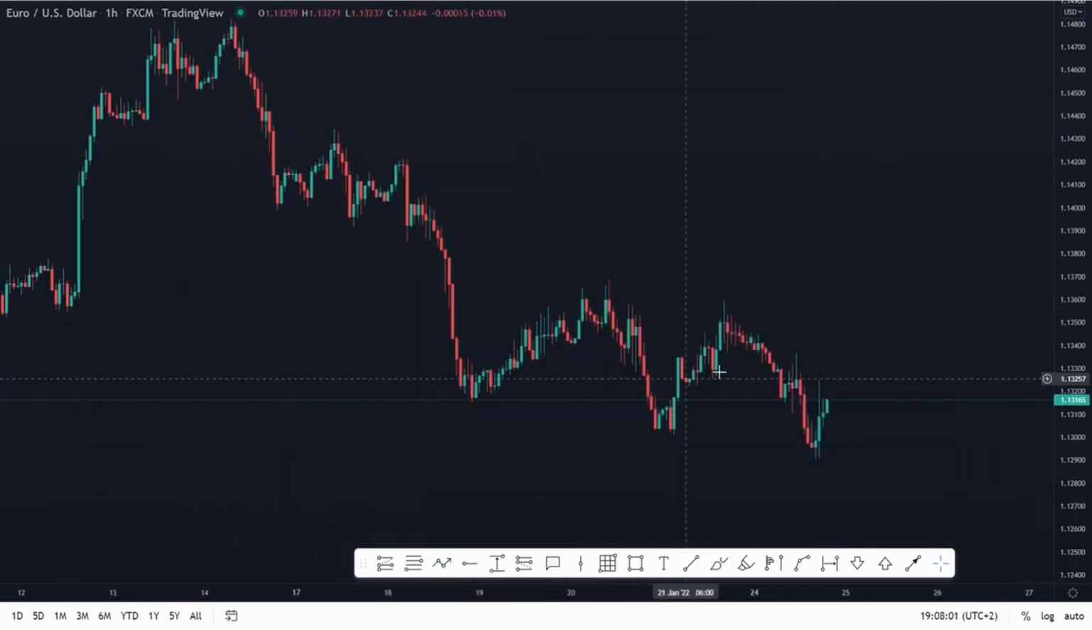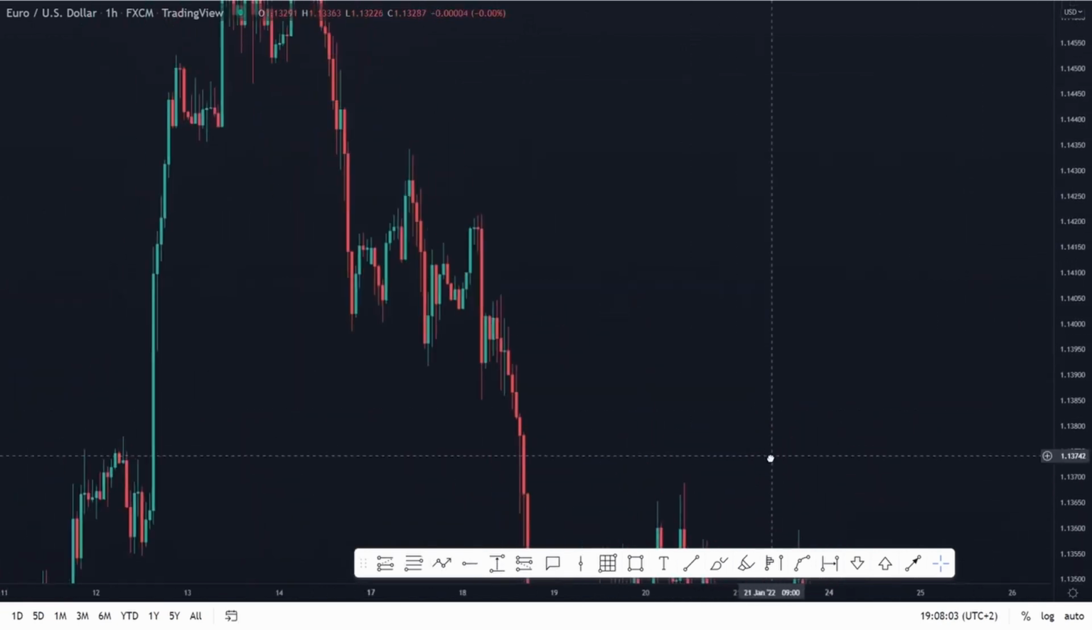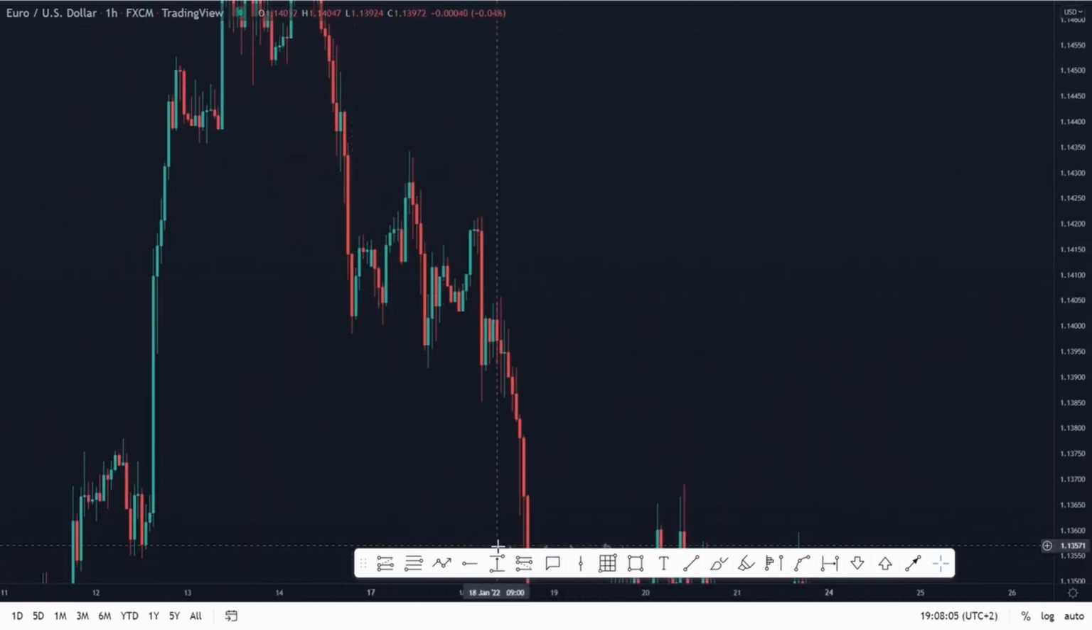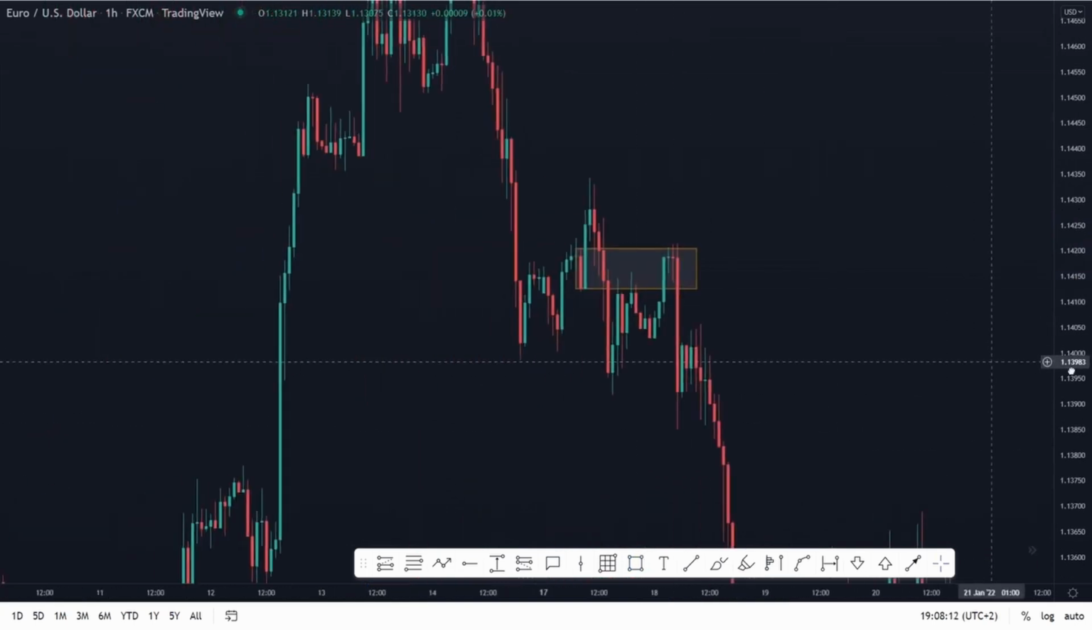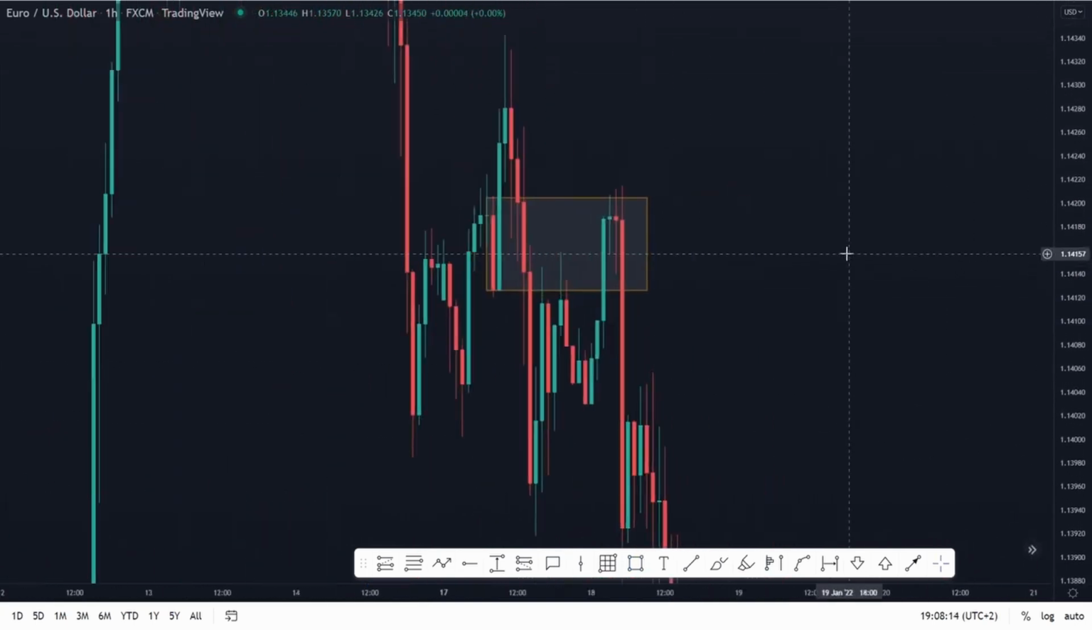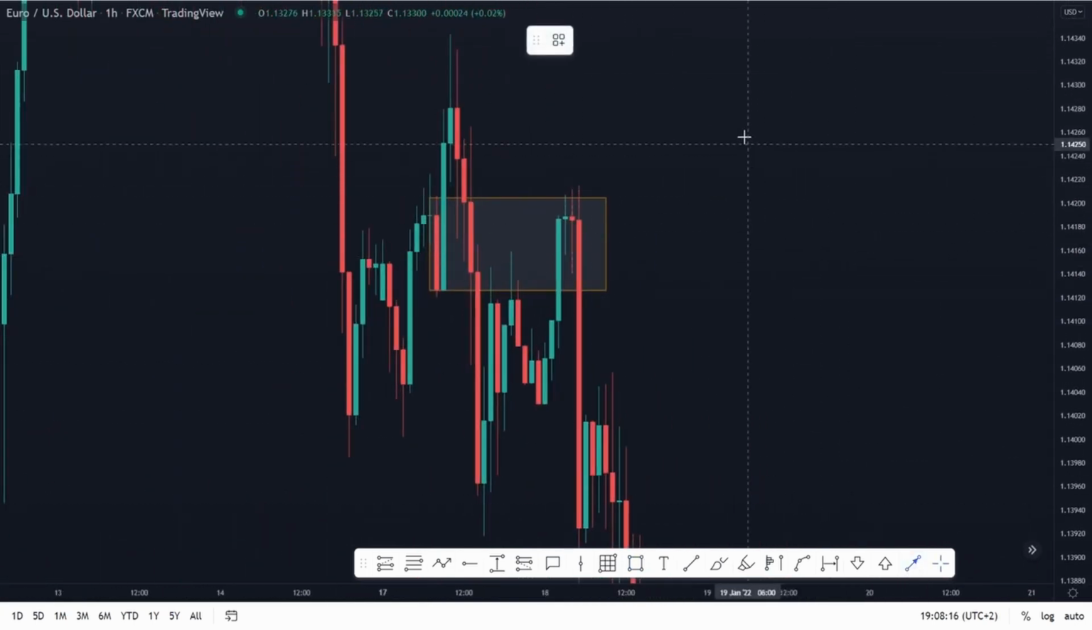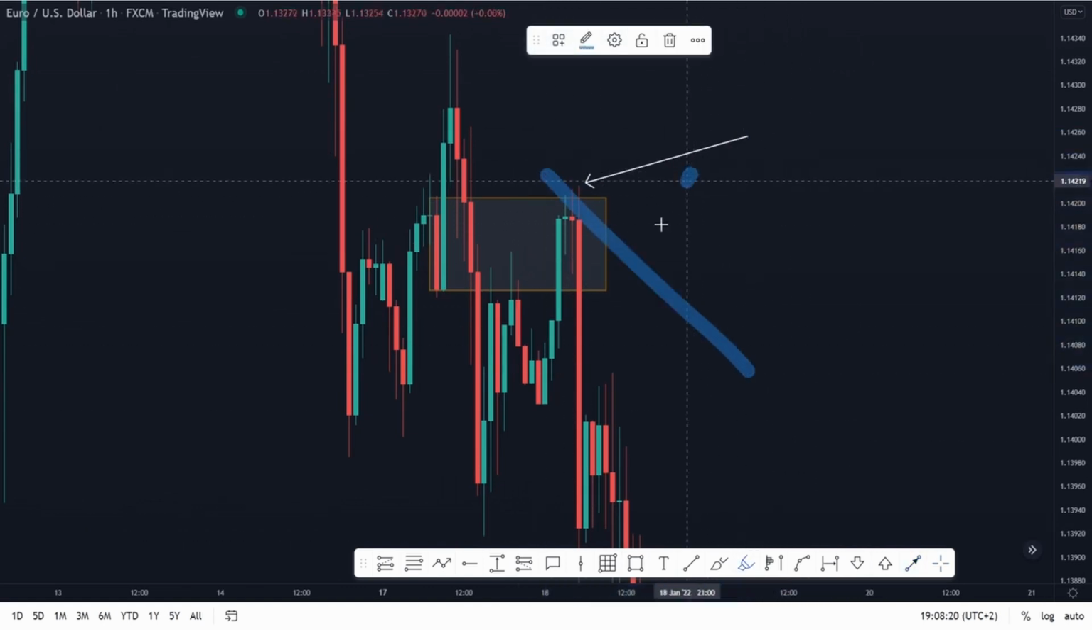So if you missed that first entry over there, you can try to enter here, but eventually the market just spiked through this area over here. So there's no confirmation, which means this is invalidated.